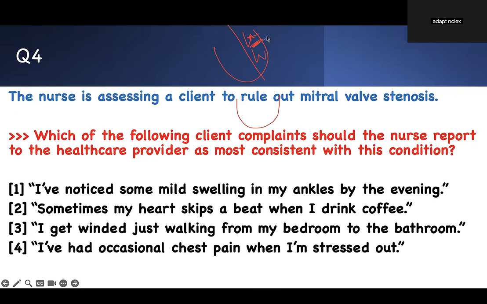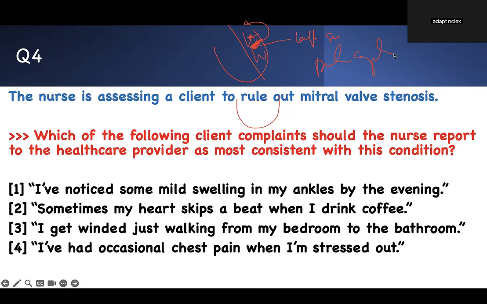If I have stenosis, I'm thinking about things going to the lung. Which of these is most consistent with this finding? I have noticed some mild swelling in my ankle by the evening. Think about it. If I have mitral stenosis and it's affecting me, I'm going to have left-sided heart failure, which is what? Pulmonary congestion. Therefore, I'm going to have only pulmonary symptoms. If I have leg problem and it's swelling, it's right-sided. Therefore, I ignore it. I'm not going to worry about it.